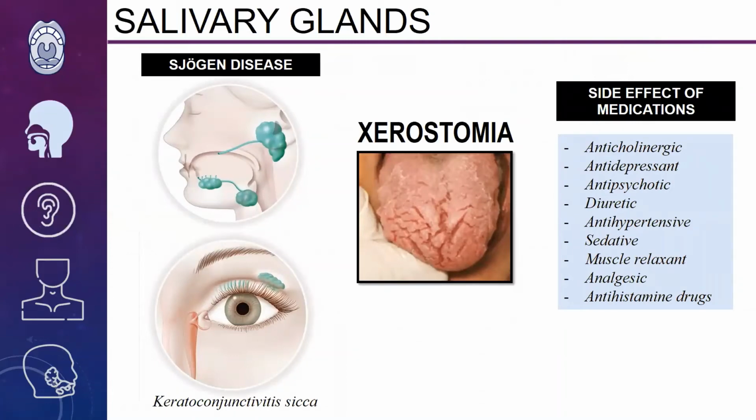Xerostomia is defined as dry mouth resulting from a decrease in the production of saliva. Its incidence has been reported to be as high as 20% in individuals older than 70 years of age in some populations. Xerostomia is characteristic of the autoimmune disorder Sjögren's disease or Sjögren's syndrome, in which it is usually accompanied by dry eyes, or keratoconjunctivitis sicca. It is also a side effect of the following drugs.